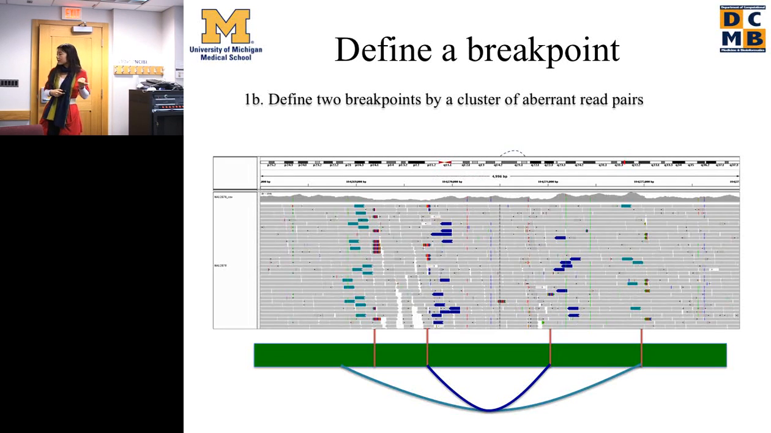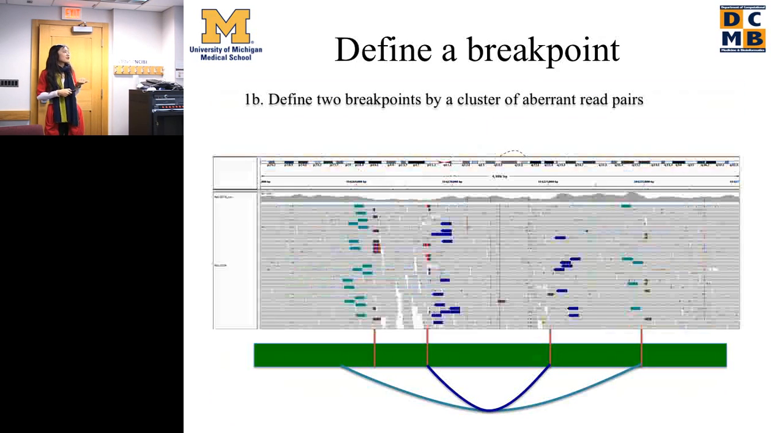Does anyone have problems with the IGV screen? Okay, cool. Also, here it is telling you the coverage.